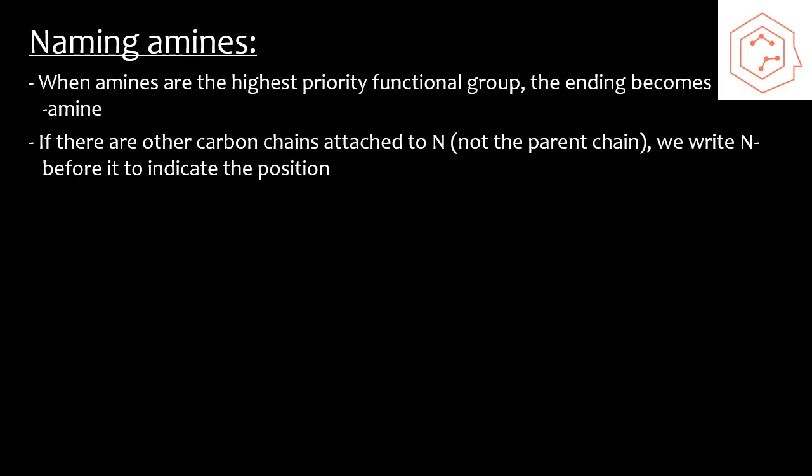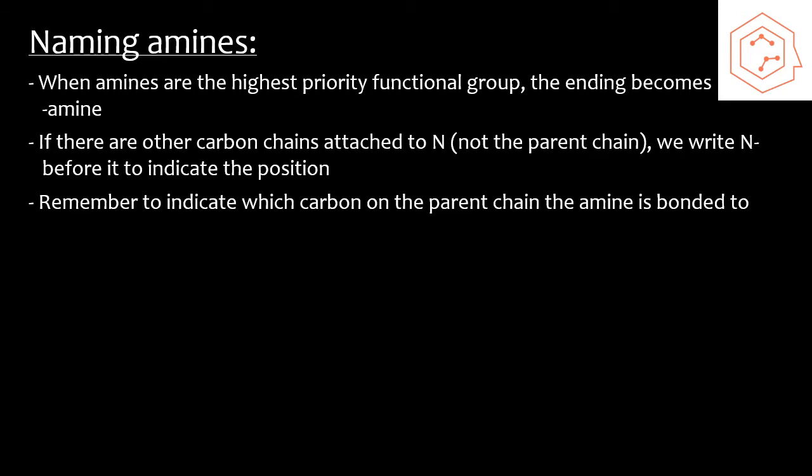So to indicate its position, we would write an N separated with a hyphen before we write the alkyl group's name. And that just indicates that it's attached to a nitrogen and it's not part of our carbon chain like we've seen before. And just remember, for the parent chain, we want to indicate which carbon it is attached to in our final name.